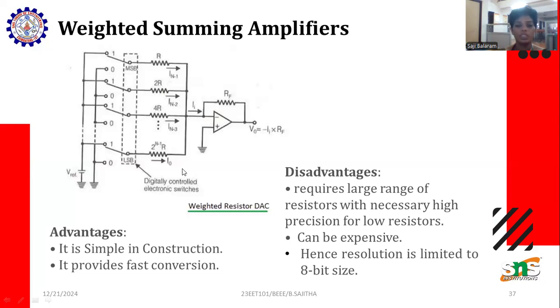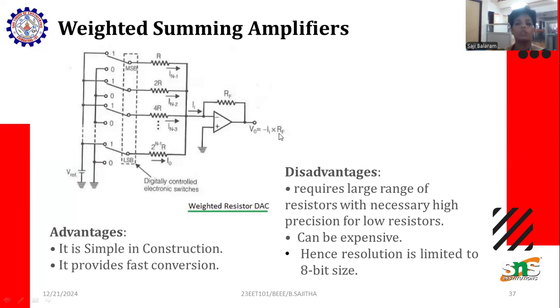So here there is a digitally controlled electronic switch which is also available in the circuit. As it toggles between 1 and 0, the output of the resistance from the V reference to 0 gets converted in such a manner that V0 will be equal to minus I into RF. So here, this I into RF represents the analog value, and this side of the input represents the digital value. So you can see that there is a clear conversion between the input and the output, from digital to analog output.